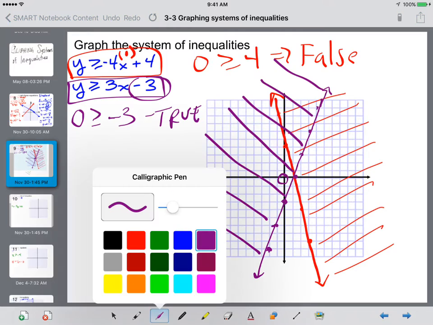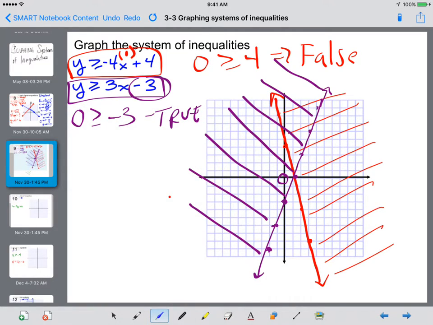And we'll notice the shaded region that they cross is right here. So we can darken that area where they cross. That is our answer. We're looking for the shaded region where they intersect.